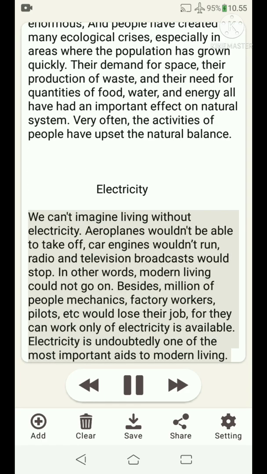Electricity. We can't imagine living without electricity. Aeroplanes wouldn't be able to take off, car engines wouldn't run, radio and television broadcasts would stop. In other words, modern living could not go on. Besides, millions of people, mechanics, factory workers, pilots, etc. would lose their jobs, for they can work only if electricity is available. Electricity is undoubtedly one of the most important aids to modern living.